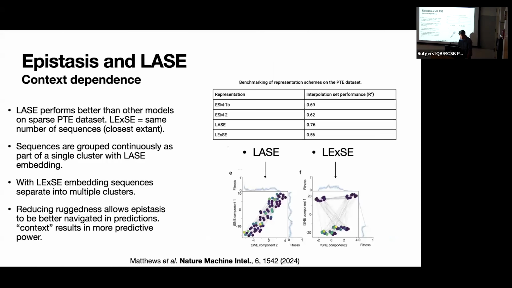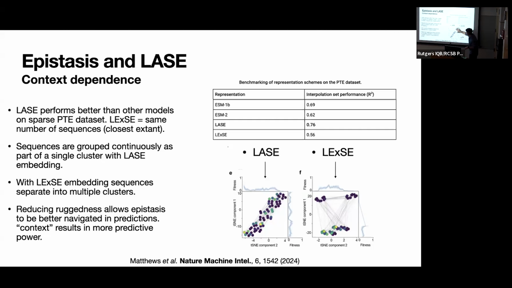So what does that mean? So basically this shows that the evolutionary relationship is really important because it provides context dependence. So LAYS performs better than other models on sparse data. The best comparison is this model we made, LEXSE. So this is the exact same number of sequences as the ancestral model, but they're all the closest related sequences in the database. So for example, the 10,000 closest sequences to PTE versus the 10,000 ancestrally reconstructed sequences. And you can see that the difference in terms of the R-square is massive. So it's 0.76 to 0.56.